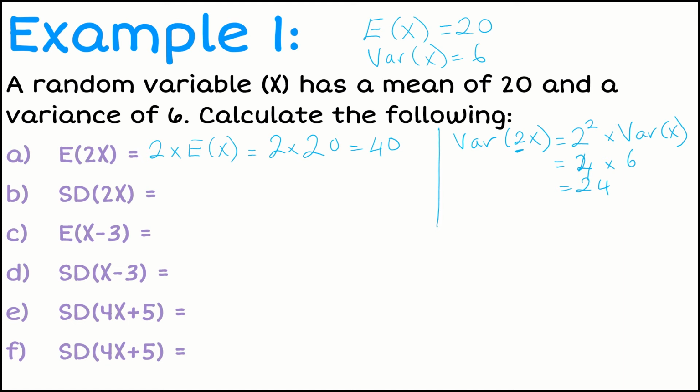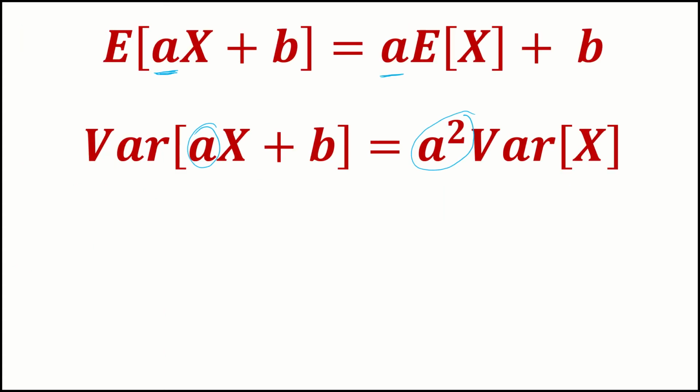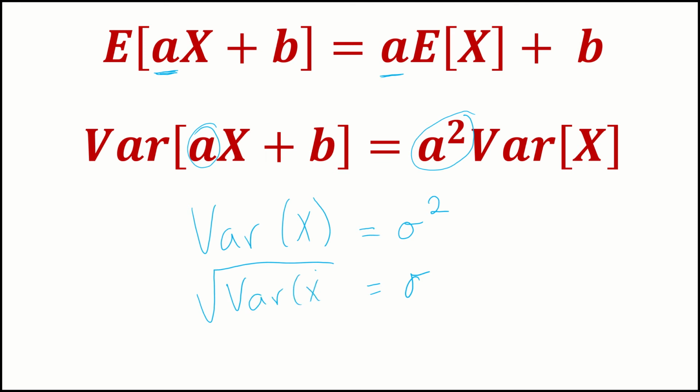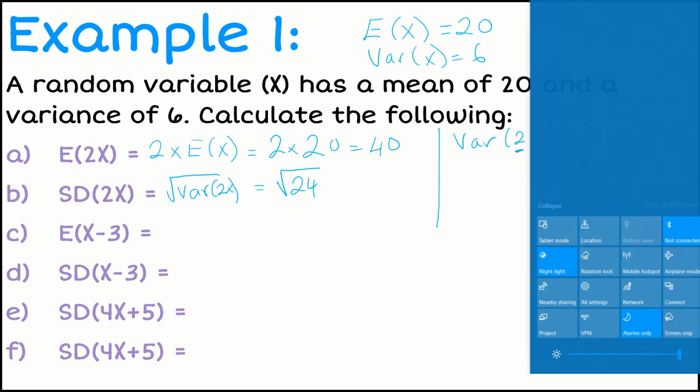Now to find the standard deviation, I need to take the square root of the variance. So the square root of the variance of 2x is going to be equal to the square root of 24, and I'm just going to leave that as the square root of 24. What I haven't got on the slide here, I just realised, is the other formula that I was just using, that says the variance of x is equal to the standard deviation squared. So that means if I want to find the standard deviation, then I take the square root of the variance. That's just to inform you. Okay, so that's that one.